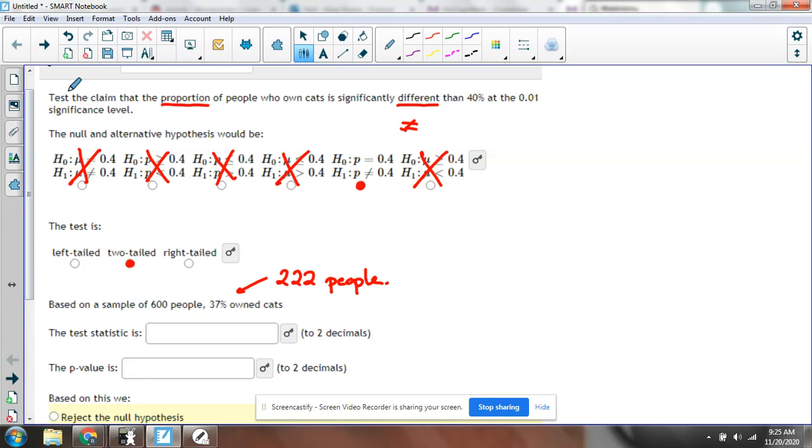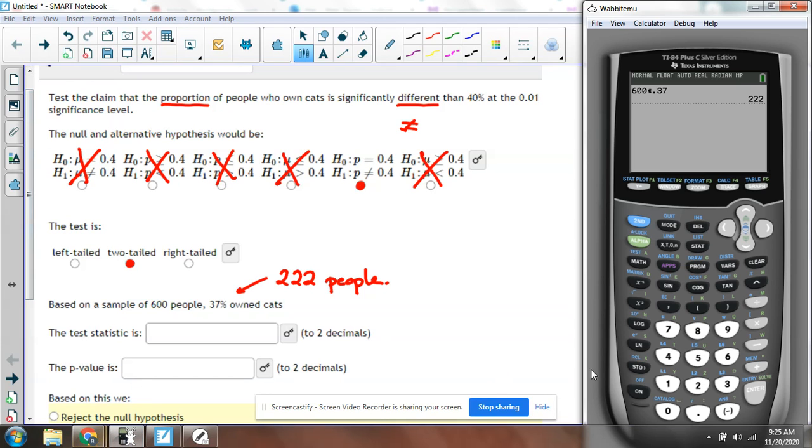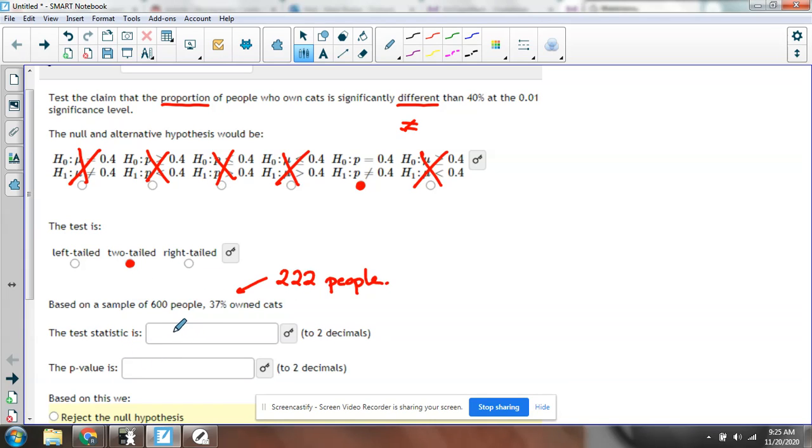Okay, so now I can go into the calculator, into my stat list, my test menu. And I'm talking about a proportion, so I'm going to do a one proportion z test. So then the null proportion is going to be 0.4. Out of my sample, 222 people own cats out of a sample of 600. And I'm trying a two-tailed test, so I'm going to calculate from there. And I'm left with a z value or a test statistic of negative 1.5.